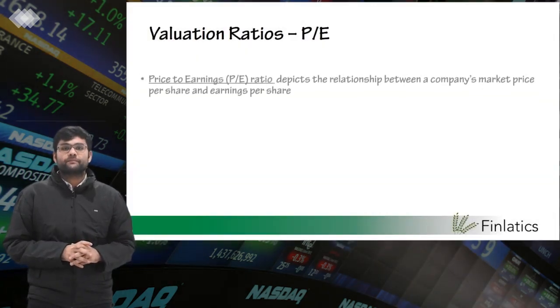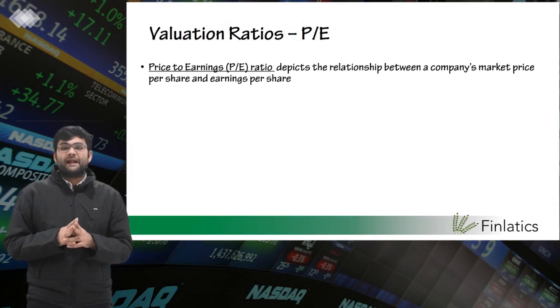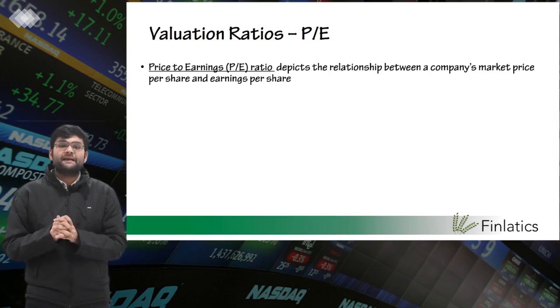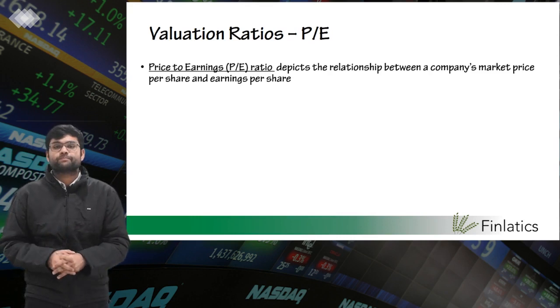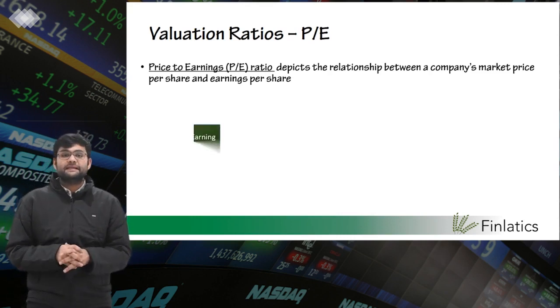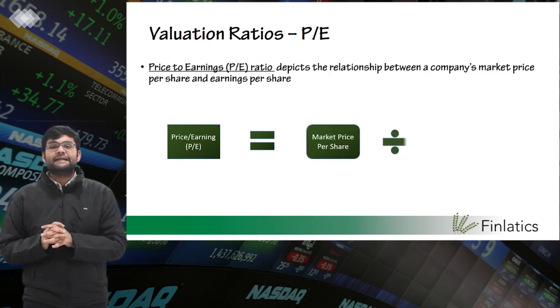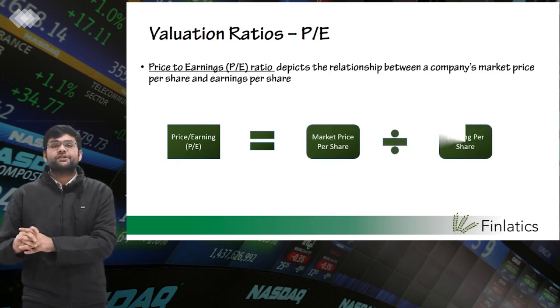The second valuation ratio that we are going to look at is PE or price to earnings ratio. PE or price to earnings ratio depicts the relationship between a company's market price per share and earnings per share. Therefore, PE is equal to market price per share divided by earnings per share.